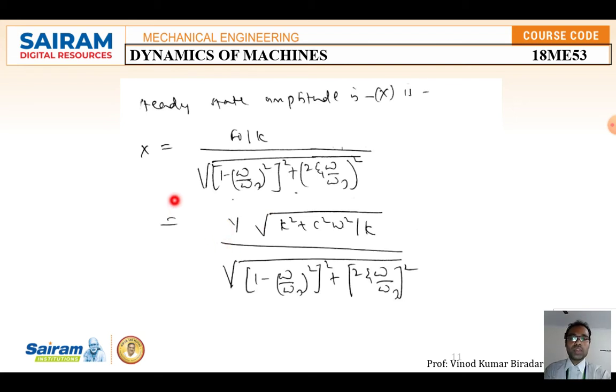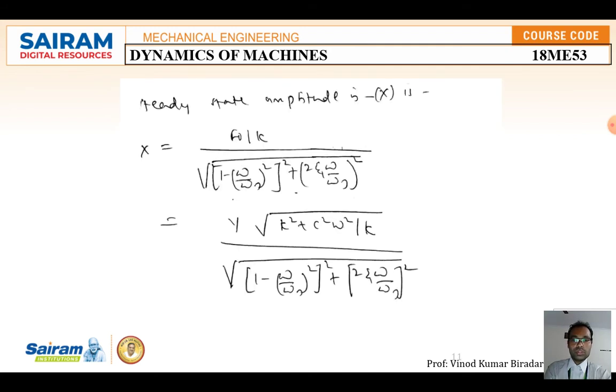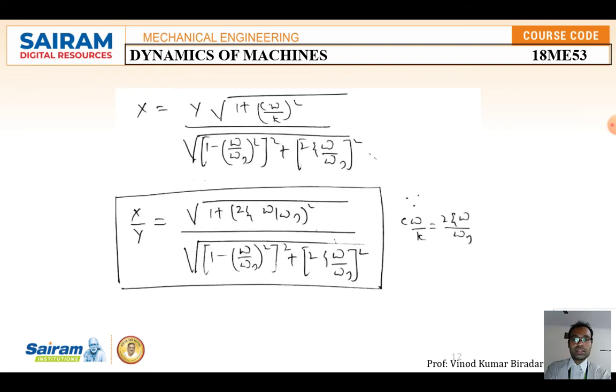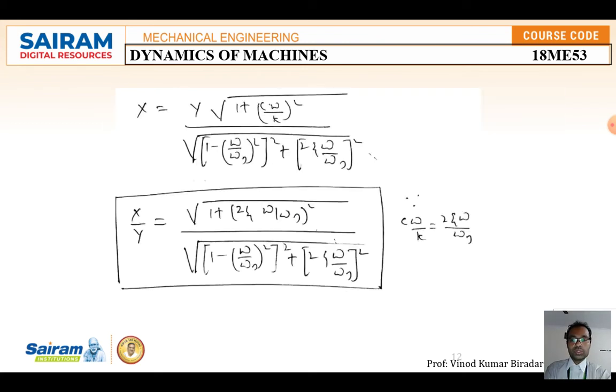So we want the relative amplitude motion, meaning x and y are called the relative amplitude motion. In x by y, this y you can transfer to the right hand side, so you are going to get this. Again, just to modify this equation, c square omega square by k, so c omega by k is equal to 2 zeta omega by omega n. Therefore x by y is equal to square root of 1 plus 2 zeta omega by omega n. So if you substitute, you are going to get this equation.